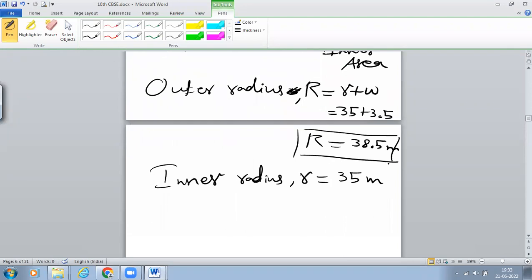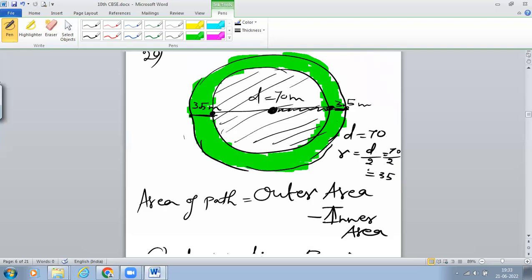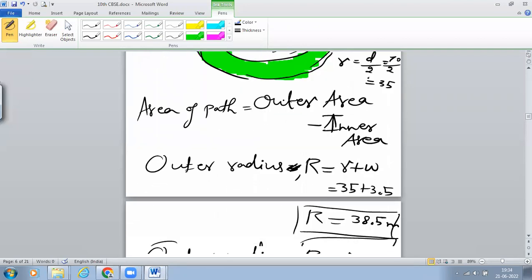So we know what is inner radius and what is outer radius. So now with the help of this inner radius and outer radius, we have to find the area of path. So area of path is equal to 3.5, which is the width. Inner radius is not 3.5. Inner radius is 35 because this is 70. This 70 divided by 2 will give you the inner radius because this is the diameter. From this point to this point is the diameter of the circular field. When you divide the diameter of the circular field by 2, you'll get the inner radius. Okay? Oh, sorry, sir. Okay, now yes, you have to find the area of path.